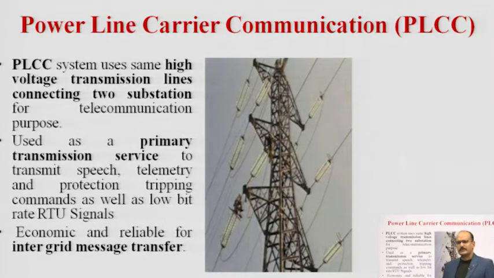For this particular arrangement of PLCC, some specific arrangements are made on both sides of the transmission and distribution centers, or electricity substations. It is used as a primary transmission service to transmit speech, telemetry and protection tripping commands, as well as low bit rate RTU signals. This complete system is economical and reliable for inter-grid message transfer.